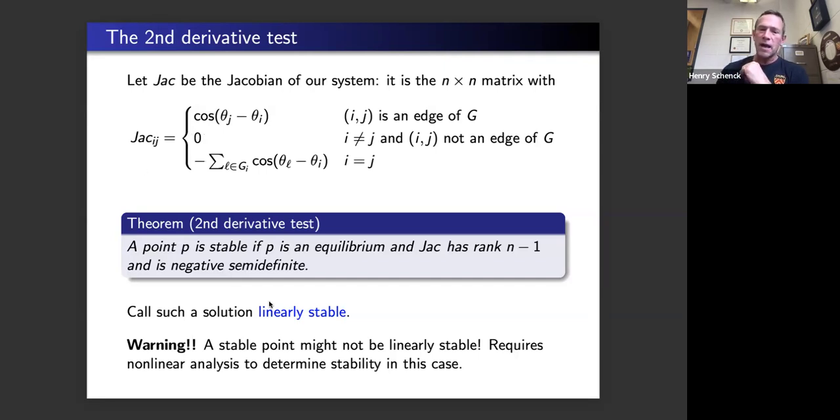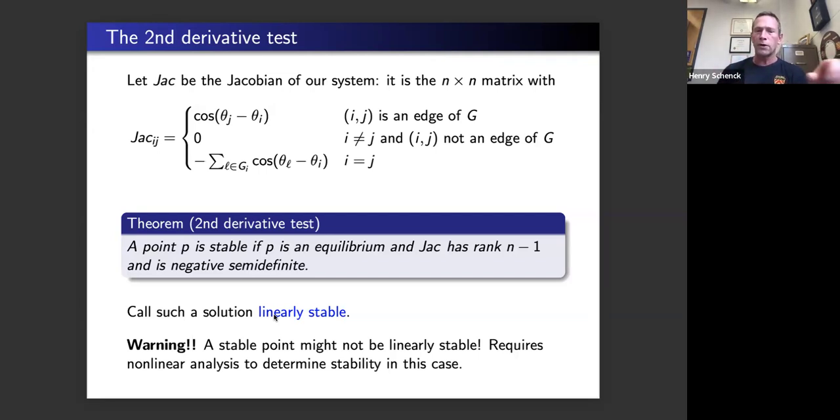Now, you can be stable without being linearly stable. The analogy here is that in Calc 3 for the Hessian test, if you're 0, you don't know whether you were a min or a max, right? You have to look at higher order derivatives. And so that's exactly what we're going to do here. We're going to do an approximation by just looking at the first derivatives of this system. If you end up with too many 0 eigenvalues, you don't know if you've got a stable solution. And then you have to look at higher derivatives. And that turns out to be computationally very, very time consuming.